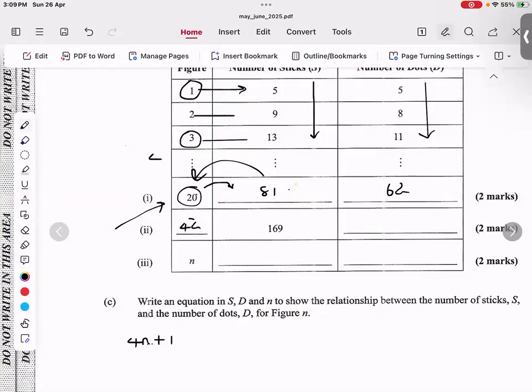I'm saying anything you do if you go forward, you have to do the opposite if you go back. And for the 42, you multiply by 4 and add 1. If you get back the 169. Yeah. And the same way we get the number over here now. What did we do to get the 62? We multiplied by 3, not true?